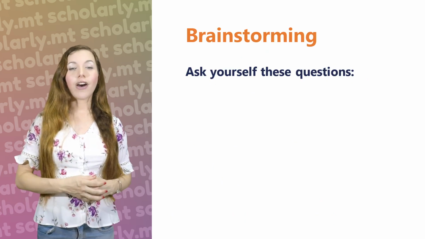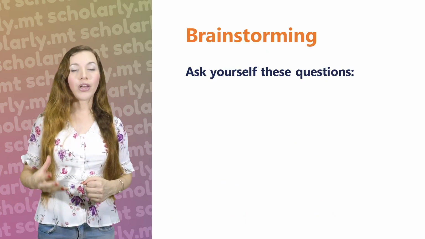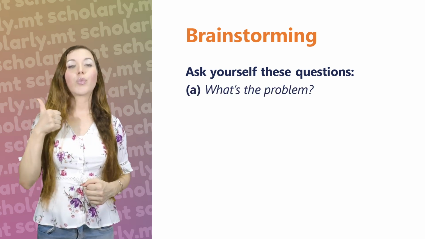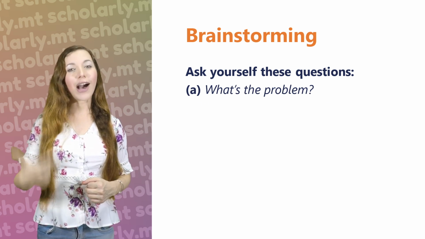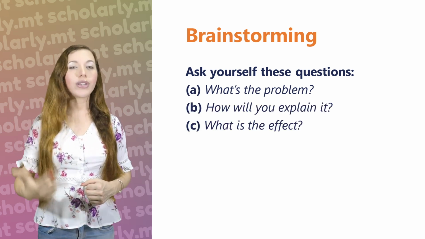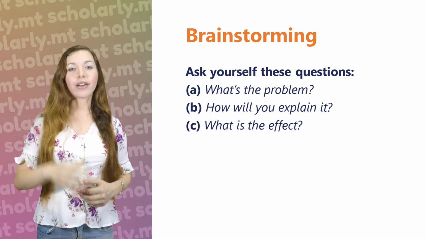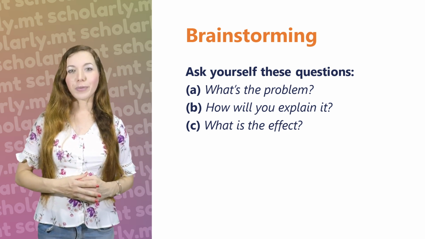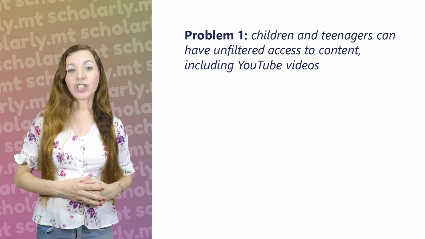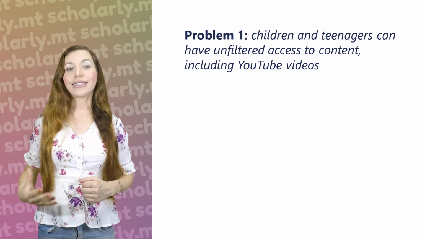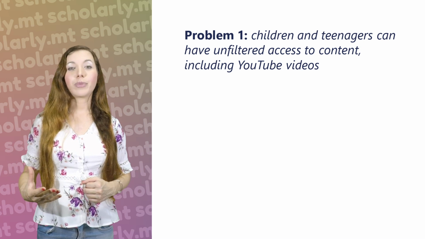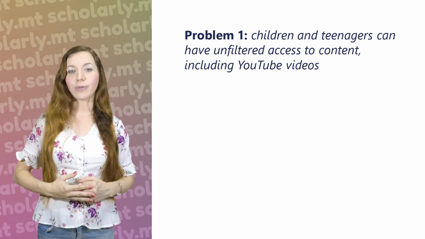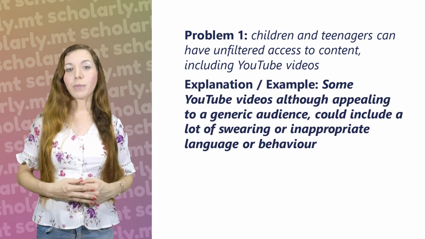Now let's think of the problem paragraph. When you are brainstorming ideas for the problem paragraph, think about what the problem is, how you will explain it, and what the effect is. And your paragraph will then follow this pattern. So let's try to think of a problem. Children and teenagers can have unfiltered access to content presented on the internet, including YouTube videos. So that's our problem. The explanation or the example.